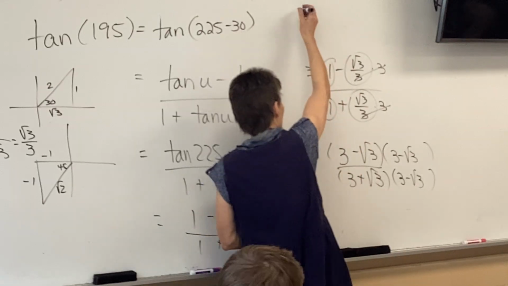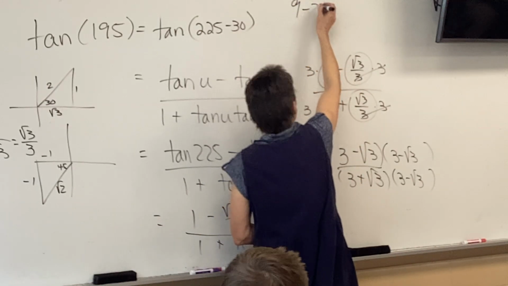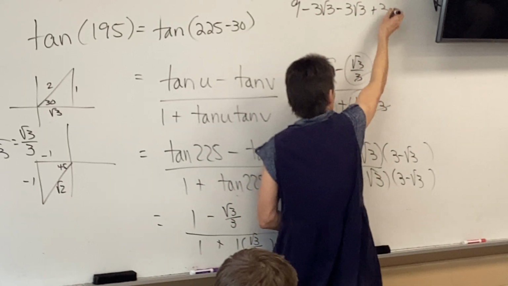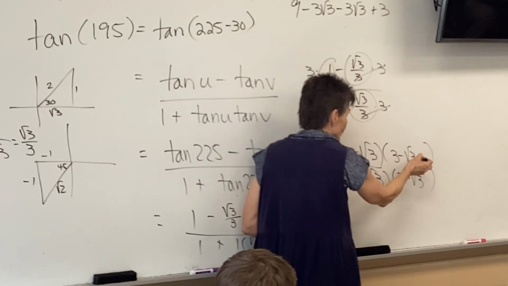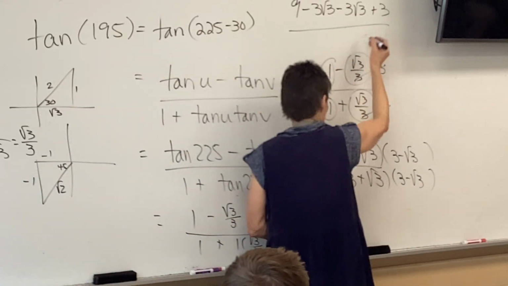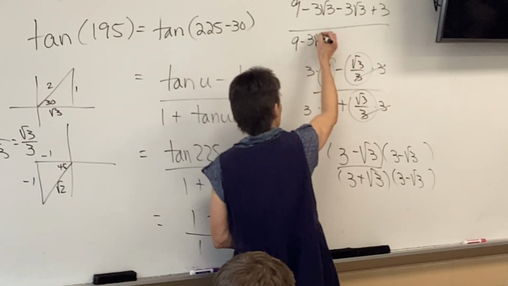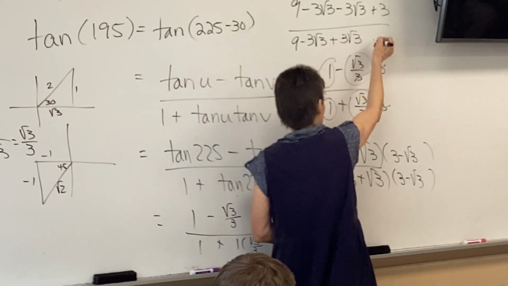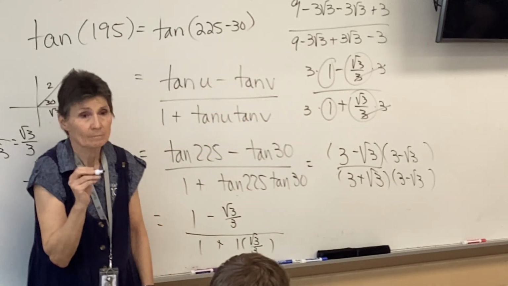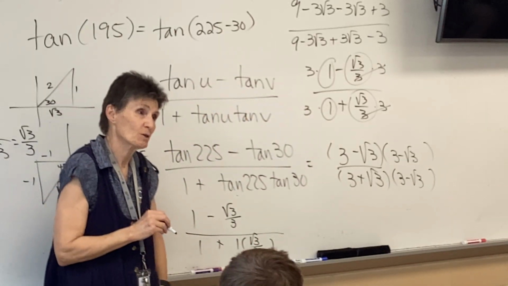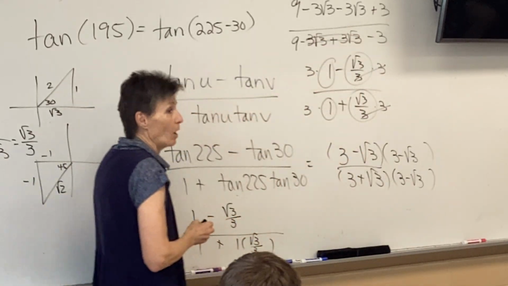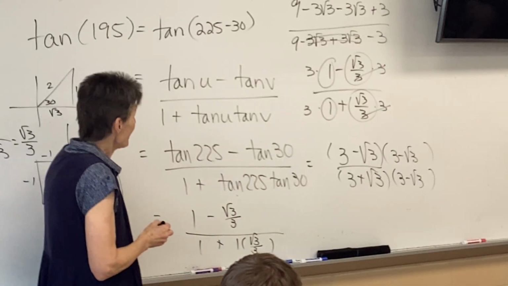So on top, I'm going to have 9 minus 3 root 3 minus 3 root 3 plus 3. When you multiply root 3 times root 3, you just get 3. And then on the bottom, I'm going to have sort of the same thing. 9 minus 3 root 3 plus 3 root 3 minus 3. Foil. We hate the tangent because there's so much work involved. These cancel. That's the only thing that cancels. Those are gone. What do I have on the top?